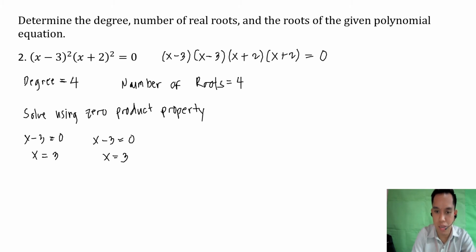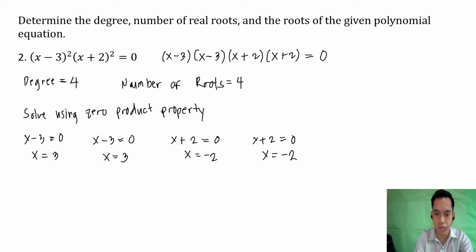Next, yung x plus 2 naman. Okay, x plus 2 equal to 0. Then, what is the value of x? Okay, negative 2. So the same also with the other one, which is x plus 2 also equals 0, and the value of x is negative 2. Okay, so we have 4 roots dito sa ating number 2 na example.